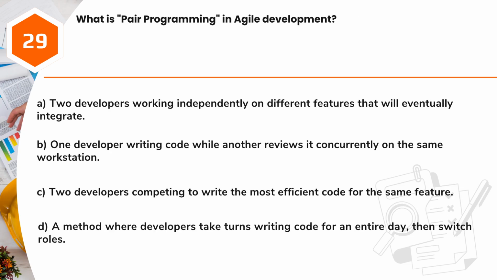Question 29. What is pair programming in Agile development? A. Two developers working independently on different features that will eventually integrate. B. One developer writing code while another reviews it concurrently on the same workstation. C. Two developers competing to write the most efficient code for the same feature. D. A method where developers take turns writing code for an entire day, then switch roles.